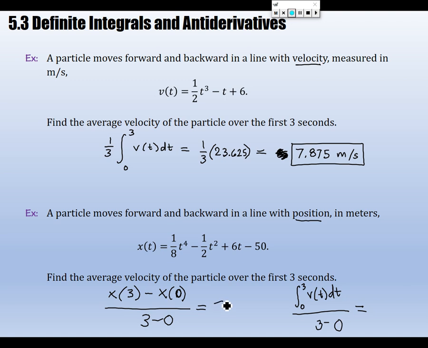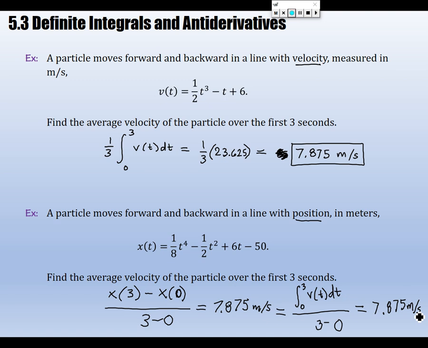Okay, 7.875. And are the units meters per second here too? Yeah, because this is meters, this is seconds. What about over here? Well, I'll just say they're equal, right? 7.875 meters per second. What did someone notice already about these two problems?